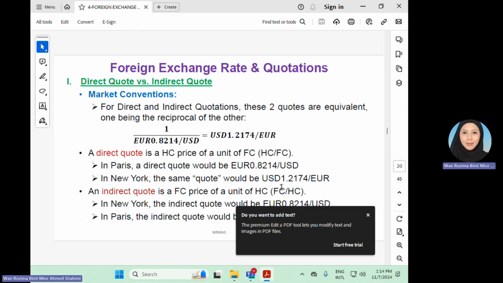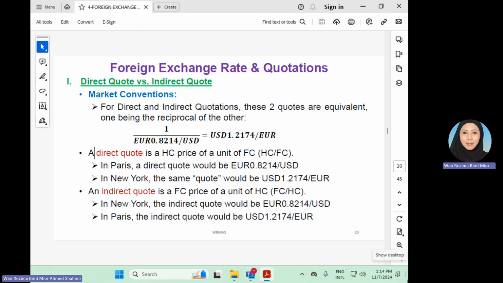Next, direct quote versus indirect quote. So far, any questions, class? Remember, in one quotation pair, there must be two currencies, currency A and currency B. The first currency that you see before the slash is what we call the numerator, and the second one is the denominator.